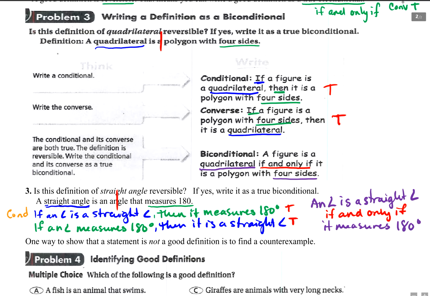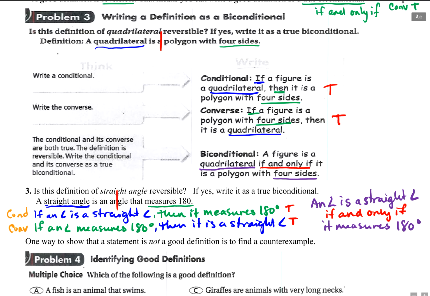All right, let's look at this. We wrote our conditional. We took the two parts: straight angle and measures 180 degrees. So if an angle is a straight angle, then it measures 180 degrees. Then we write our converse. If an angle measures 180 degrees, then it is a straight angle. So if an angle is a straight angle, then it measures 180 degrees, that's true. If an angle measures 180 degrees, then it is a straight angle. That is also true. That allows us to write a biconditional.